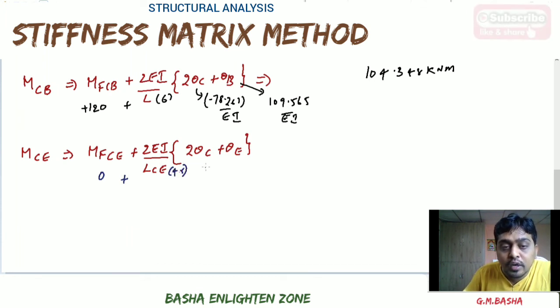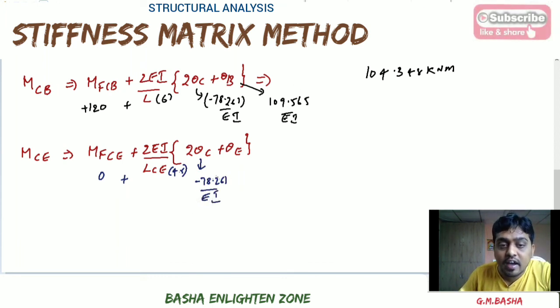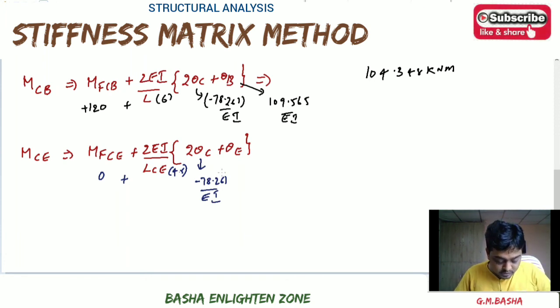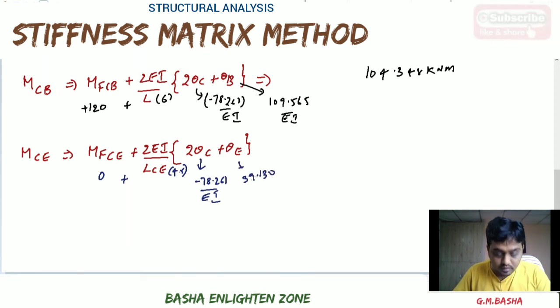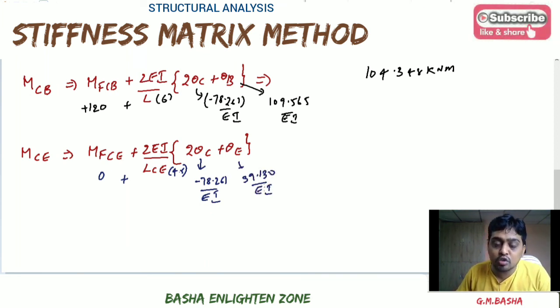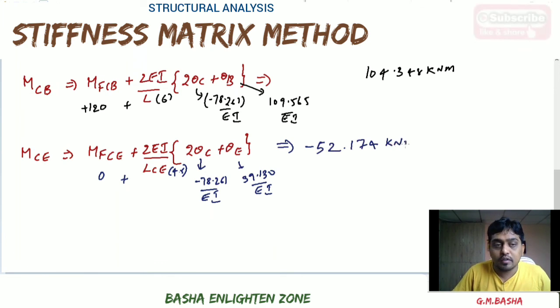In the same way, 2 into theta C. So this theta C value will be equal to minus 78.261 by EI plus this theta E value. What is theta E value? Already I simplified this one, 39.130 by EI. You take down approximately 40 also, no problem, or else directly 39.1, meaning 39 only. So you will get the same value with approximation in the final value. If you simplify that one, you will get final moment CE equal to minus 52, meaning if you take approximation, some 51.9 like that, which is in kilonewton meter.